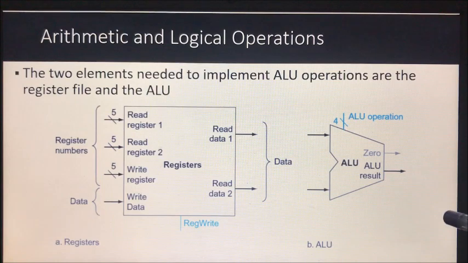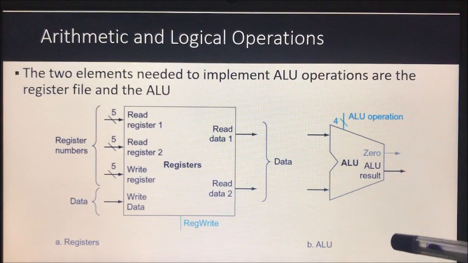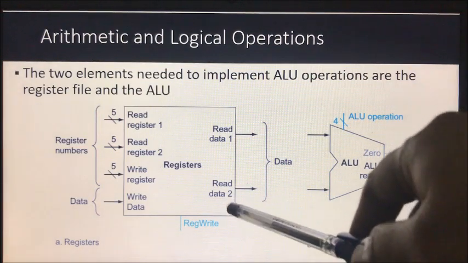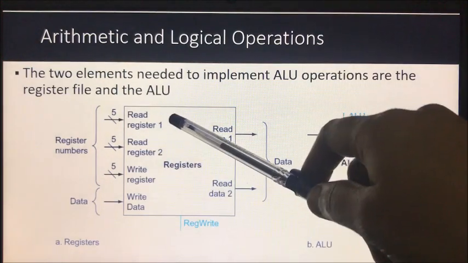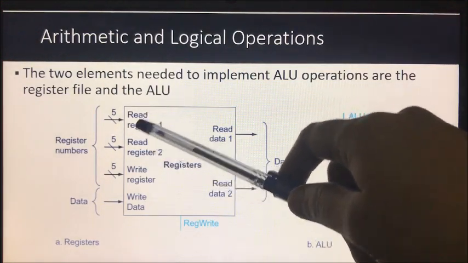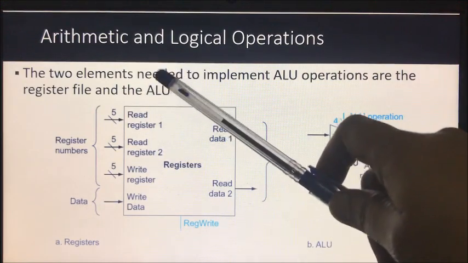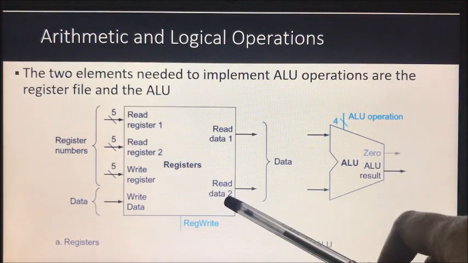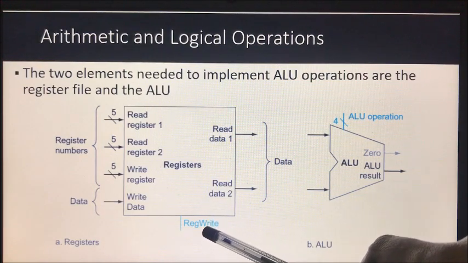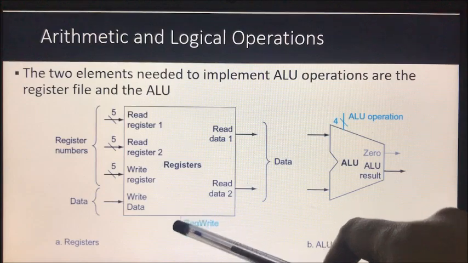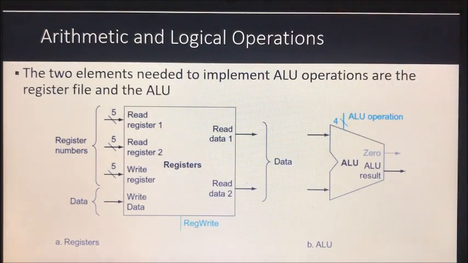Next, we are going to see what are the units we require in order to perform arithmetic and logical operations. Here there are two elements we require in order to perform ALU operations, that are register files and ALU. In the case of register files, you can see that read register 1, read register 2, write register, write data are there as inputs and read data 1, read data 2 are outputs. Here it is like register write, which is a control signal we are supposed to specify in order to write any of these registers.